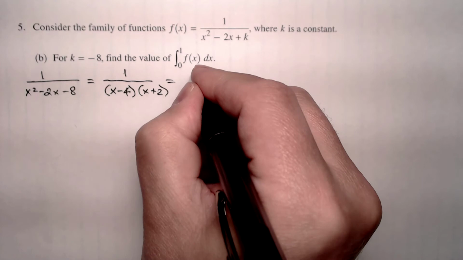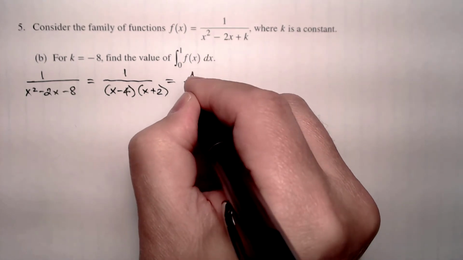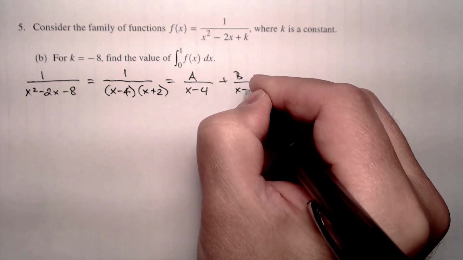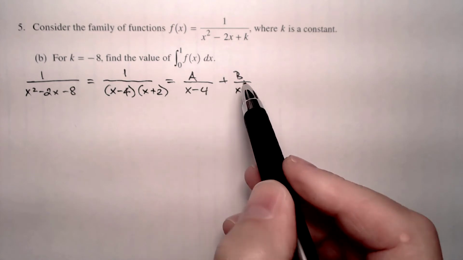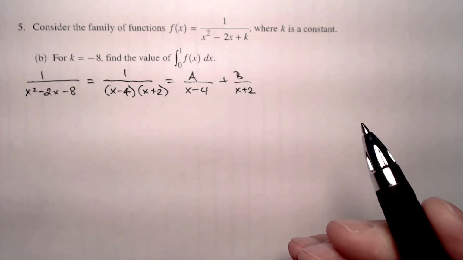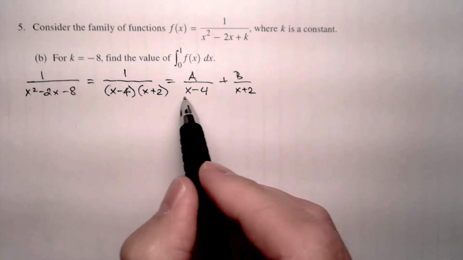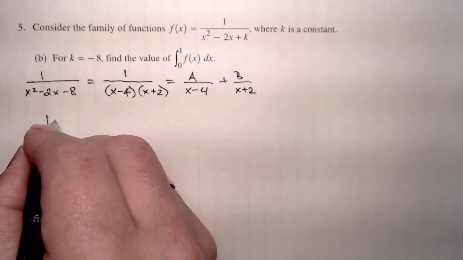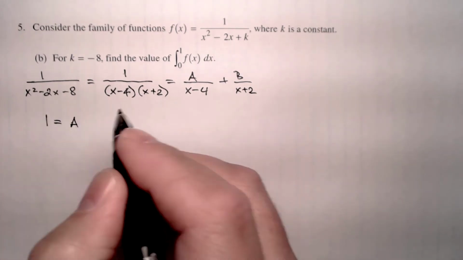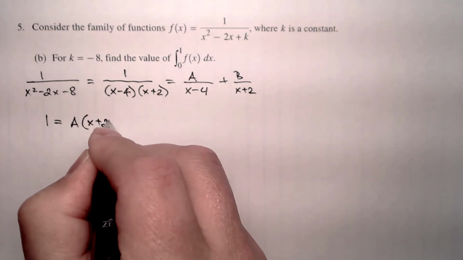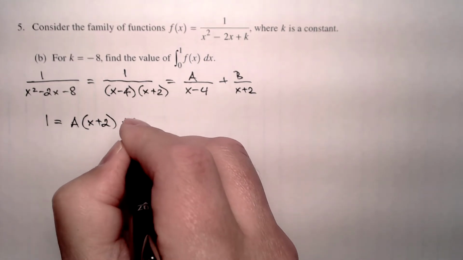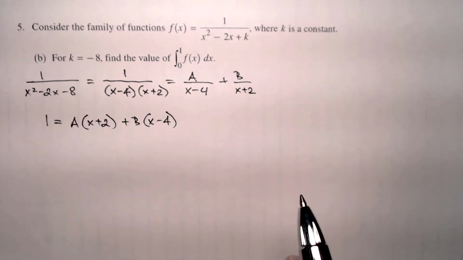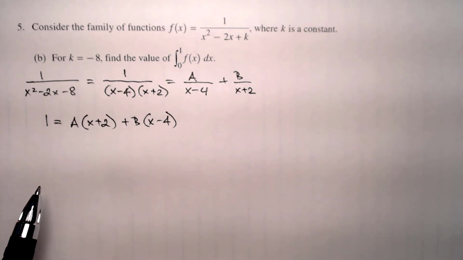And so we need to find such values of a and b, that a over x minus 4 plus b over x plus 2 equals our function, where a and b are just some constants. So how do we do that? We multiply both sides of this equation by x minus 4 and x plus 2, and we get 1 equal to a times x plus 2, and then plus b times x minus 4. And so this equation should be true for all values of x.